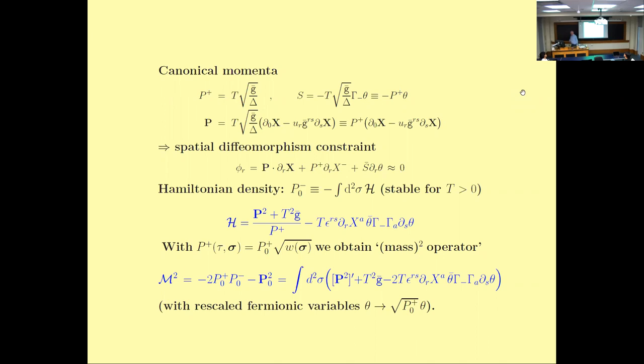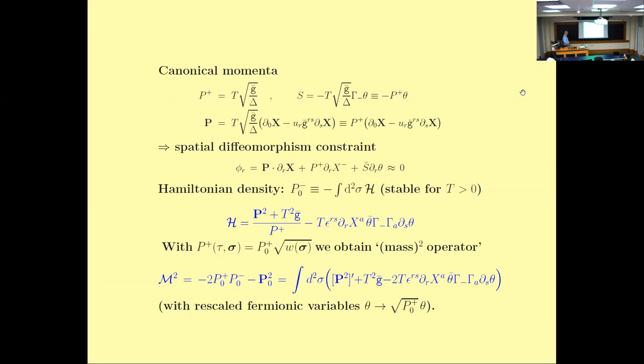So you see that this has the following form. So this is P squared, and this looks like a potential, which is multiplied by the string tension squared. And this is the determinant of the spatial metric. So this is like a potential. If you reduce it to the string, this is just x dot squared plus x prime squared. You have exactly the same formula. And then there's the fermionic contribution.